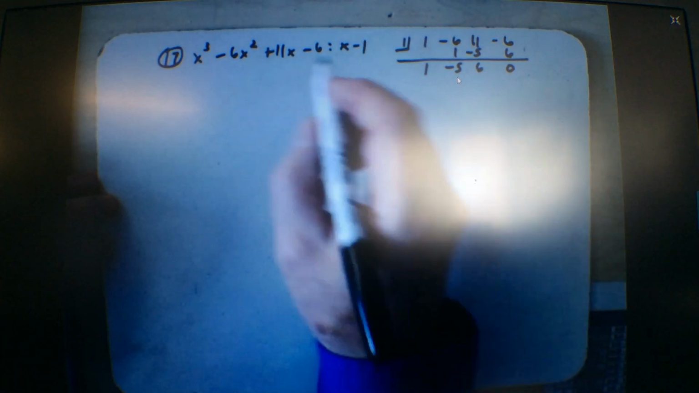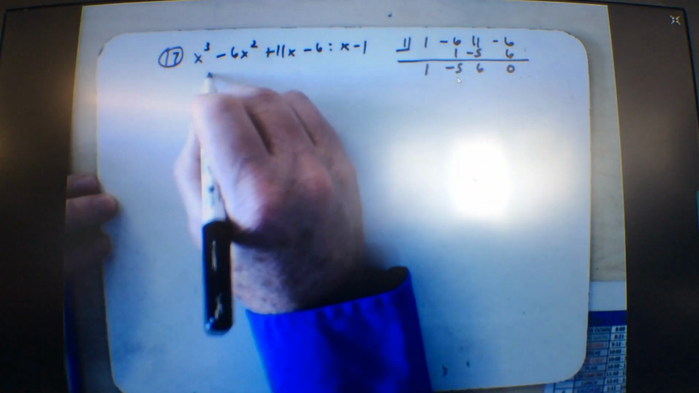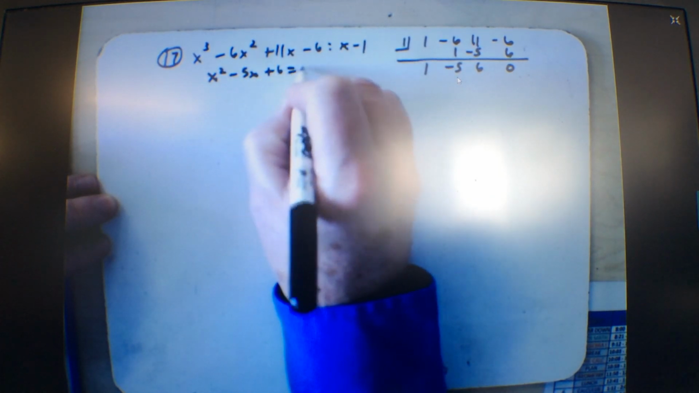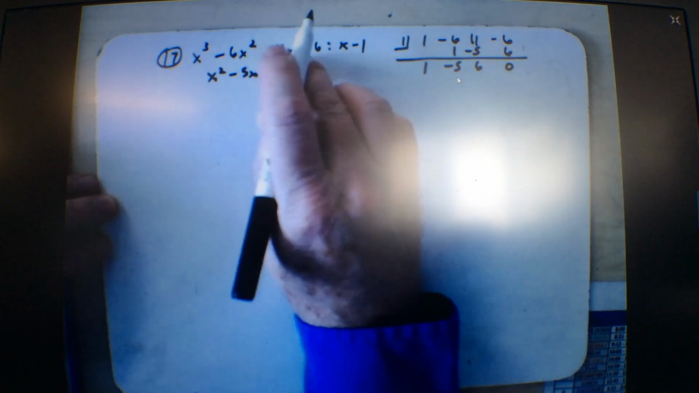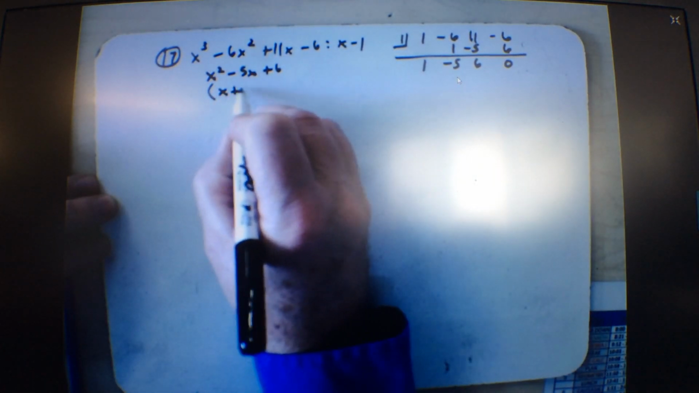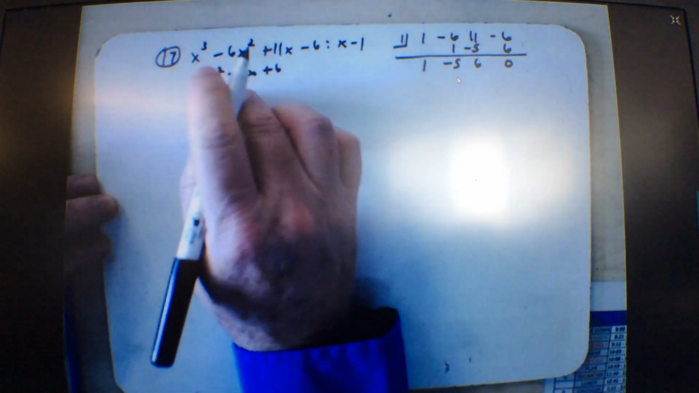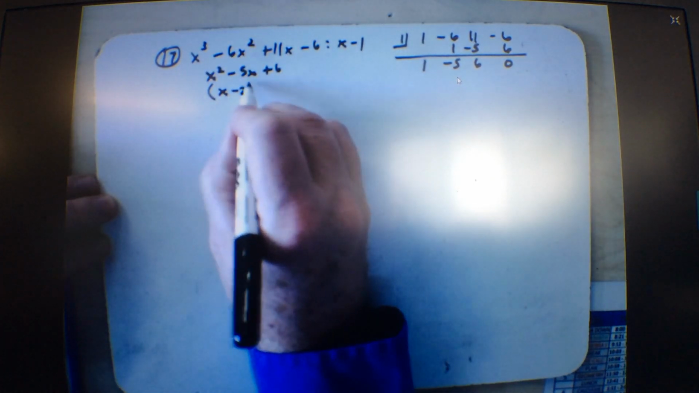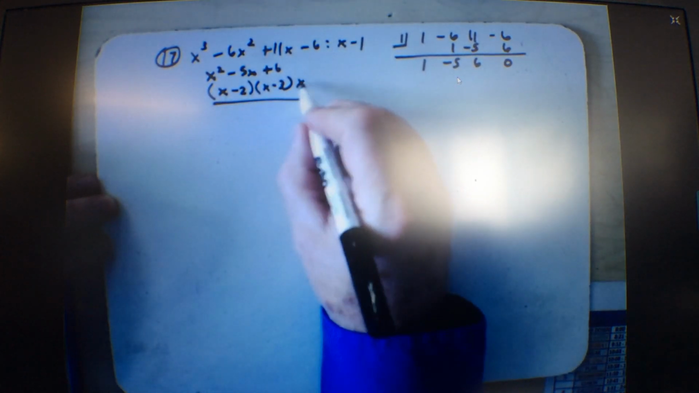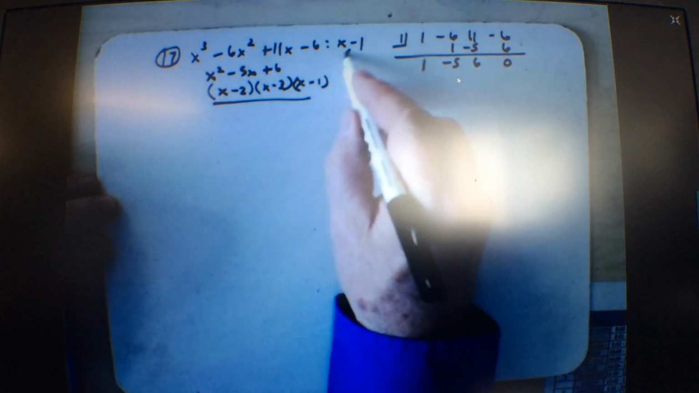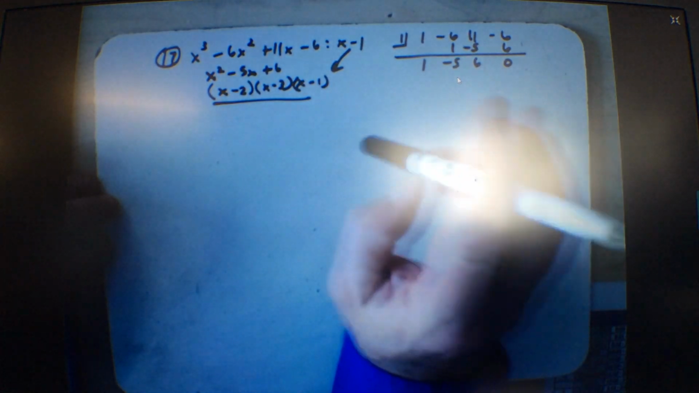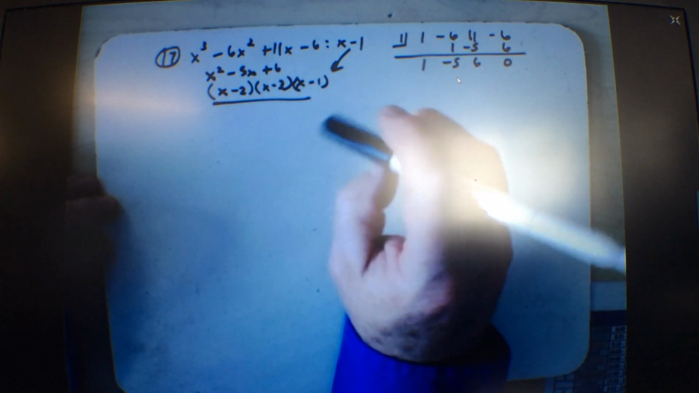So my depressed polynomial is x squared minus 5x plus 6, and I factor it. I don't have to put equals 0, I just have to factor it. It's x, I believe, plus 6. Nope. It's x minus 2 and x minus 3. So here are your factors. And you can put x minus 1 in there too if you want, because I brought that down. Do you have to put that in there? No, I will not count off for that if you don't.